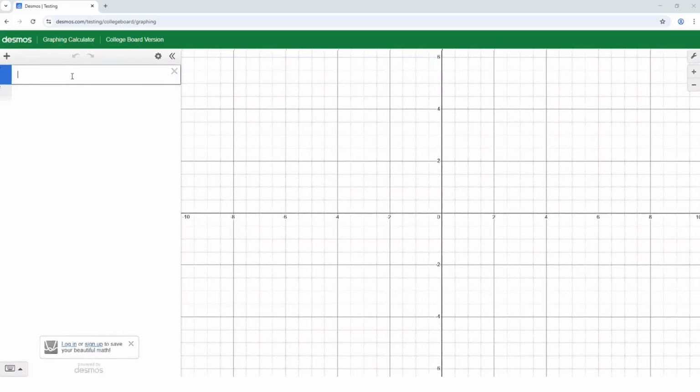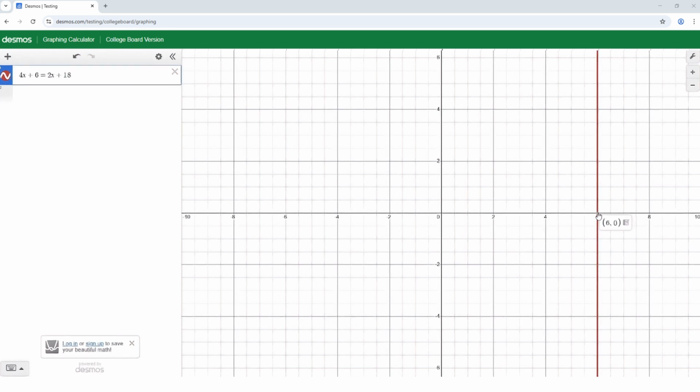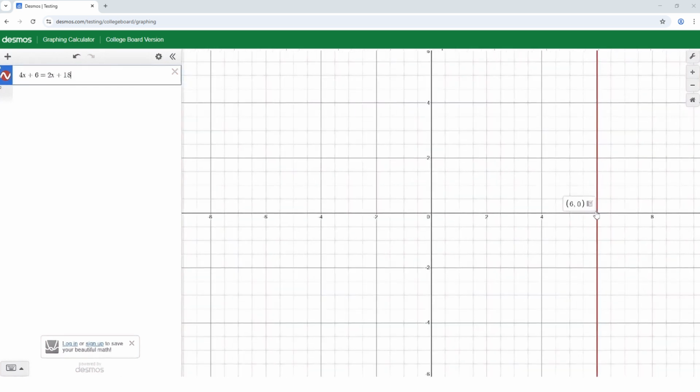Now I will show you how you can solve that same problem on Desmos within a few seconds. Just put the equation on Desmos, then move your mouse onto the intersecting point, click on that, and you can label this on the Desmos graph. And here our answer is 6, as you can see on the screen.